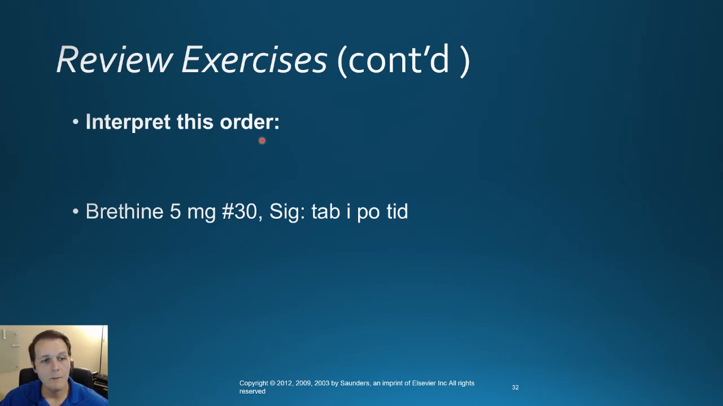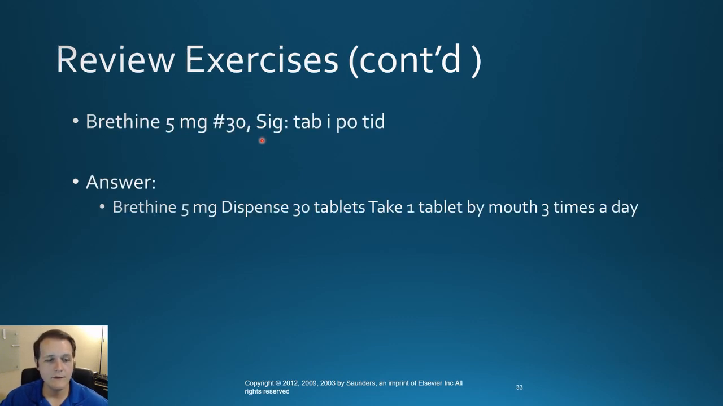Okay. Up next, we have Breathine, which is a medication sometimes used for asthma. Breathine 5 milligrams, number 30, SIG, tab 1, PO TID. What does that mean? Basically, it's Breathine 5 milligrams. Dispense 30 tablets. Take 1 tablet by mouth 3 times a day.